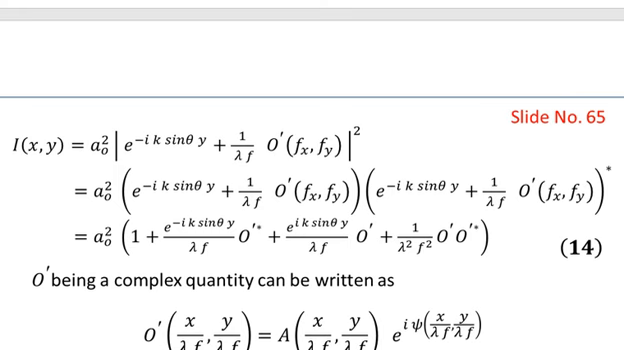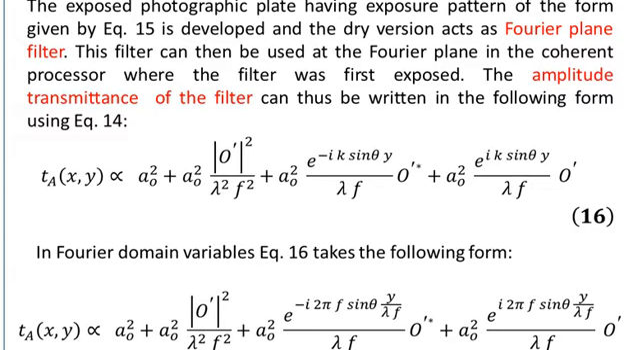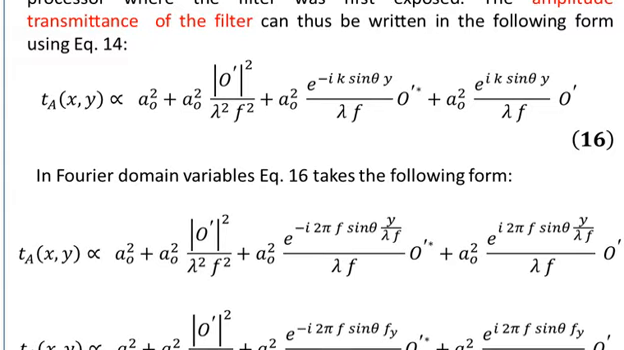It is very easy to write these. For example, where we have O prime and O prime conjugate, you can write it as the absolute square of O prime, and similarly the rest of the quantities are very simple to write. That is what we have written over here. In the Fourier domain variables, equation number 16 takes the following form. Here we are introducing λf because we are introducing k as 2π over λf, and then we are rearranging the terms so that we can introduce y over λf in both of the last two terms.